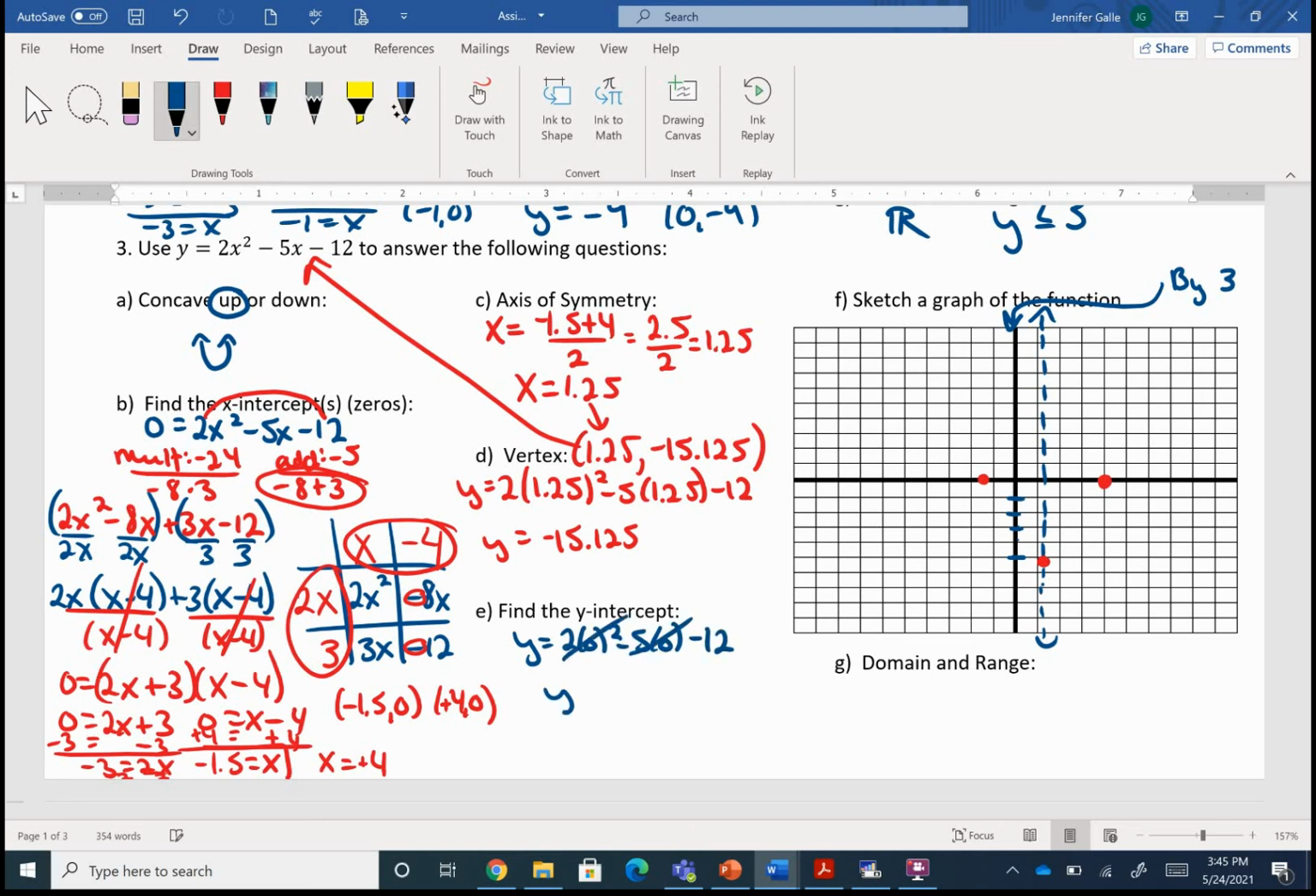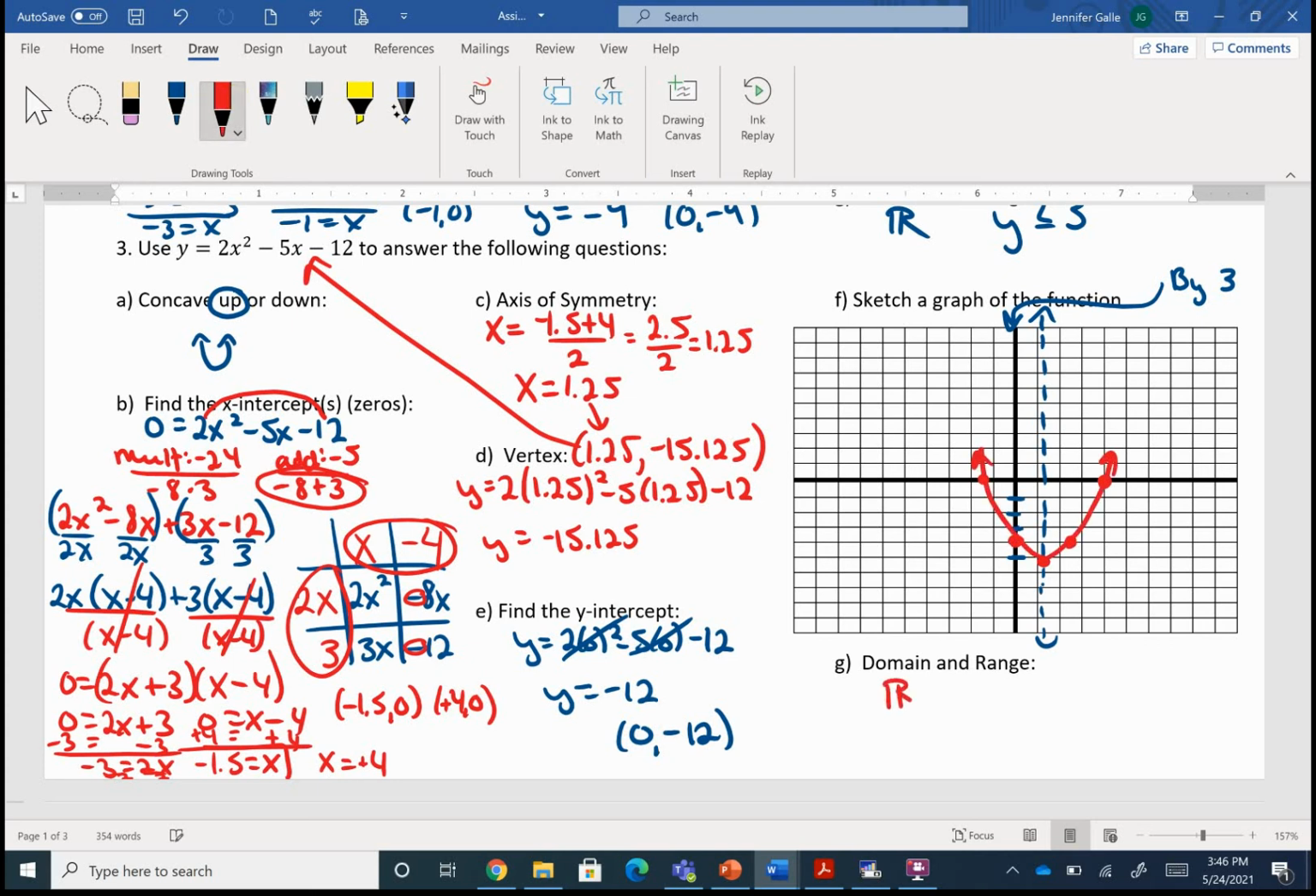Those terms are just 0. The y value is just our constant. So negative 12. Again, we're going by 3s on that y-axis. So there's negative 12. And I reflect that point over.